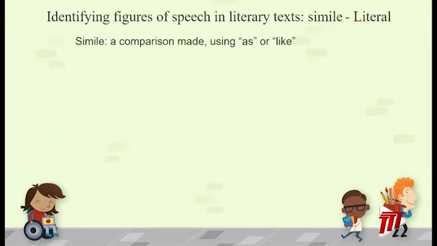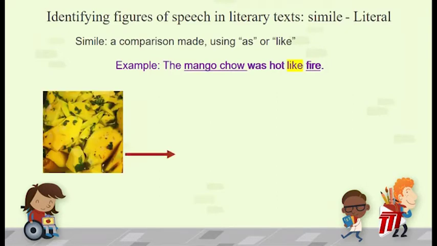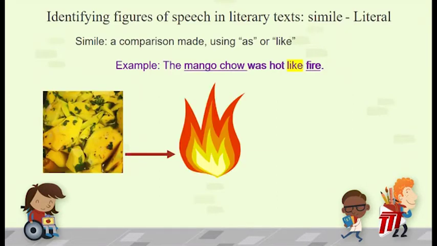A simile is a comparison made using as or like. Let's look at this example. The mango chow was hot like fire. The mango chow is compared here to fire using the word like. Mango chow, fire, tells us that the mango chow was extremely hot.